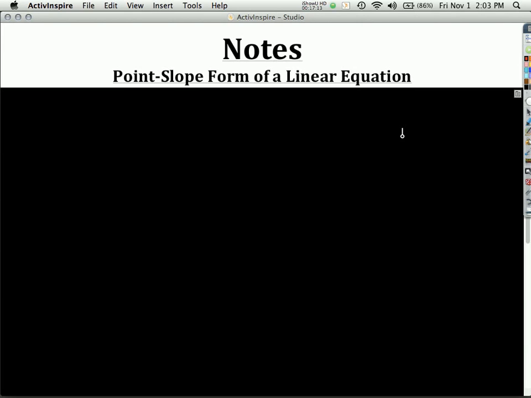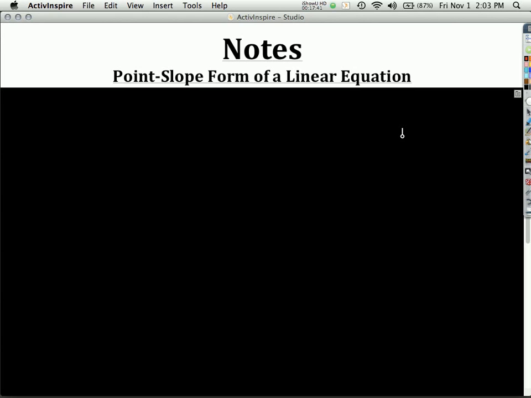So the end result of the last lesson we did was we learned how to take a bunch of different scenarios and write equations from those scenarios, but the equation was always written the same way, slope-intercept form. Today you're going to learn that the end result doesn't always have to be the same way. It doesn't always have to be slope-intercept form. There's another form of a linear equation. In fact, there's two more. You're going to learn the second one today.